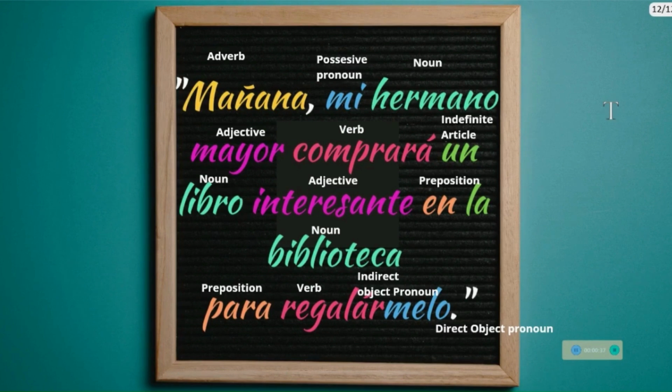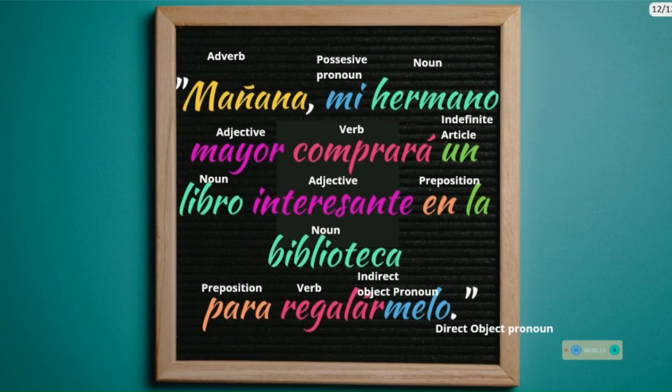Un is an indefinite article that precedes the noun libro, which means book. Libro is again a noun that represents the object being bought. Interesante is an adjective that describes the quality of being interesting. En is a preposition that indicates the location of the action. La is a definite article that precedes the noun biblioteca, which is a library.